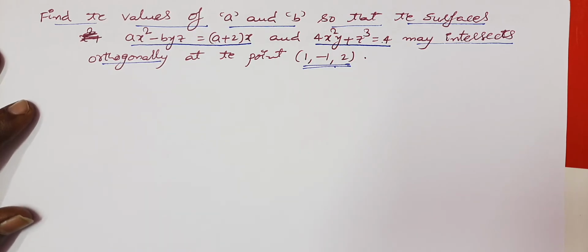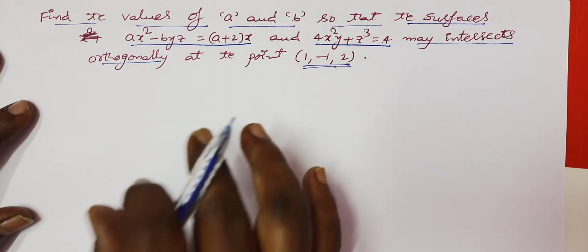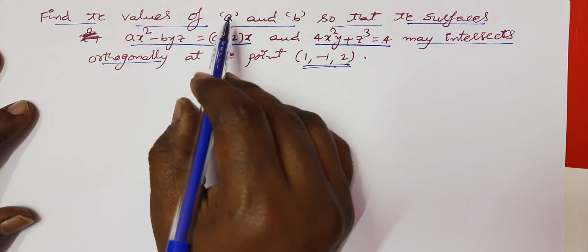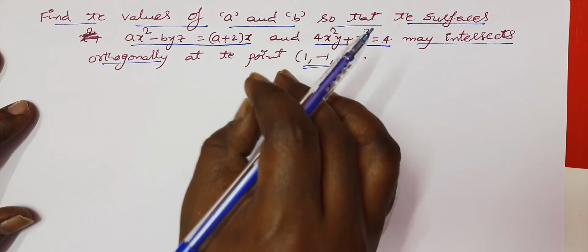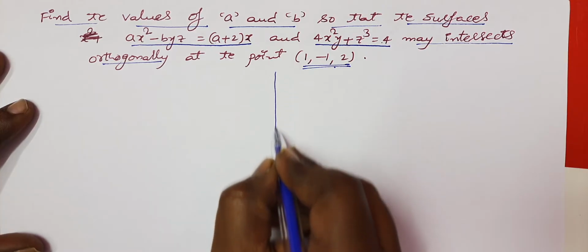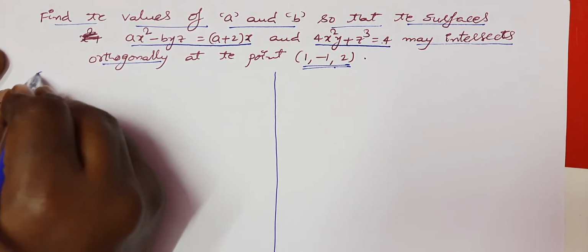So here the angle between the two surfaces is already provided to you as 90 degrees. By using that condition, you should find out the a value and b value, which are unknowns involved in the equation of the surface. This one is also a very important one. So listen carefully.